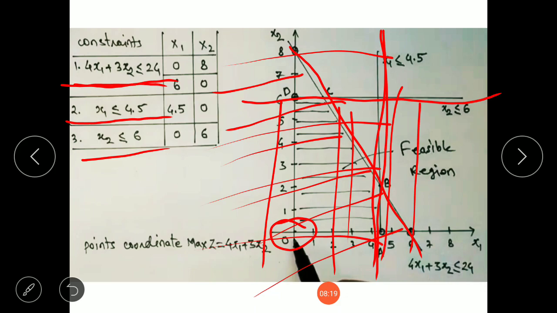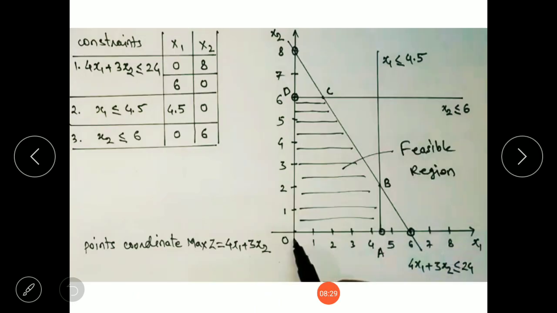Now we got the 3 shaded areas. Now we will find the overlapping area. The overlapping area of these 3 shaded areas will be the feasible region. So the feasible region is this only, that is the overlapping area of the 3 shaded regions. Now the next step is we'll find the corner points. So the corner points are O, A, B, C, D.